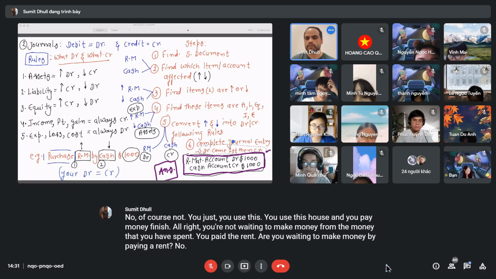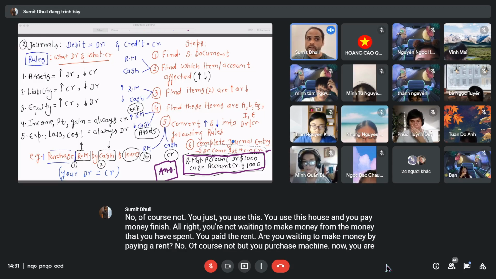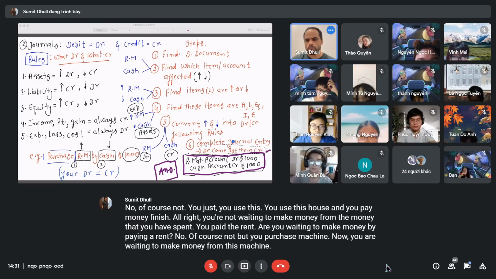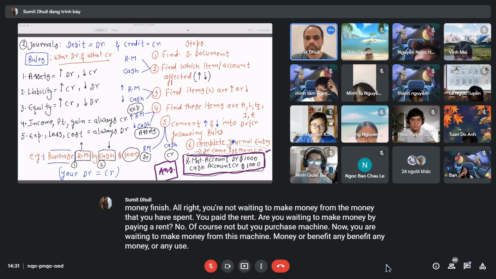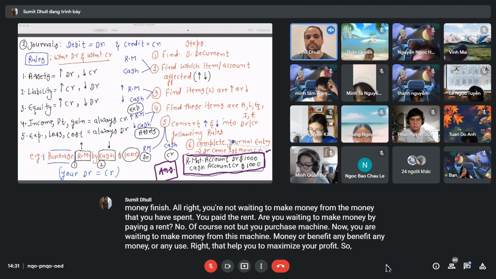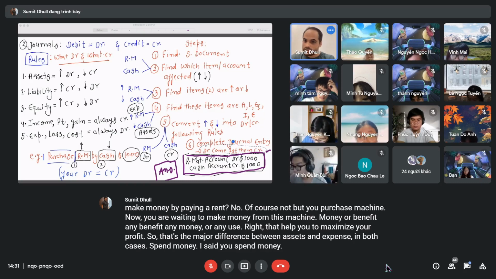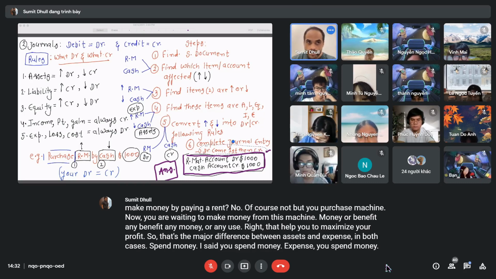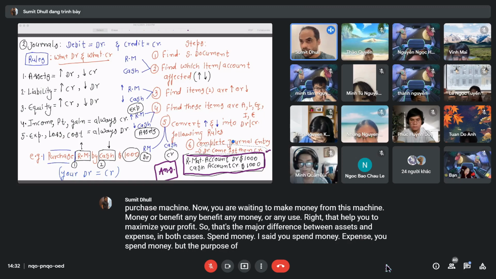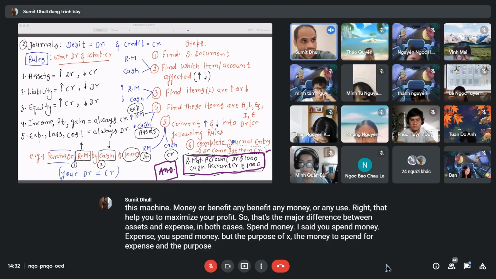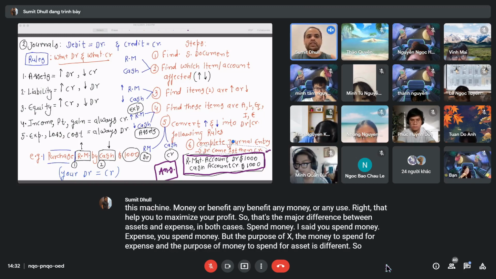No, of course not. But you purchase a machine. Now you are waiting to make money from this machine. Money or benefit, any money or any use, right? That helps you to maximize your profit. So that's the major difference between assets and expense. In both cases, you spend money. Asset, you spend money. Expense, you spend money. But the purpose of spending the money for expense and the purpose of spending money for asset is different. So asset has economic benefits.